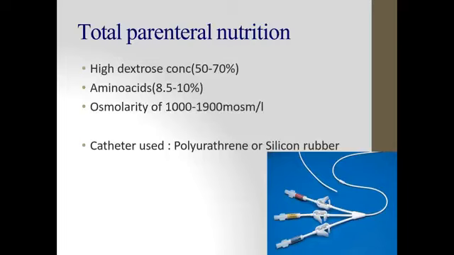And total parenteral nutrition is by which we can give 50% or up to 70% dextrose. Amino acids are 8.5 and 10%, and the osmolarity can be increased. We can give hyperosmolar fluids by the central venous catheter.